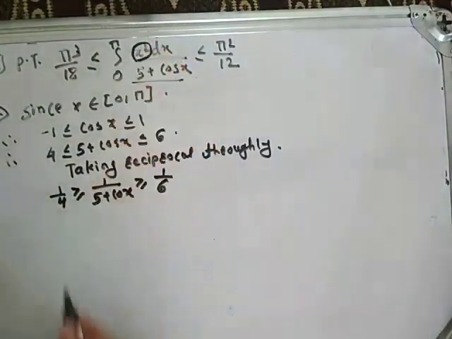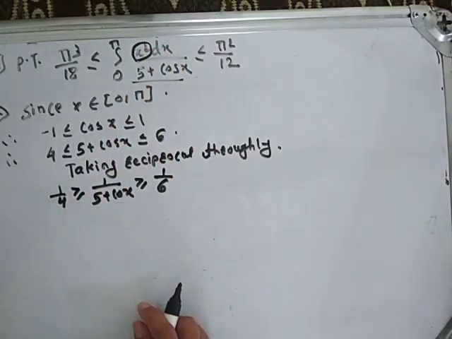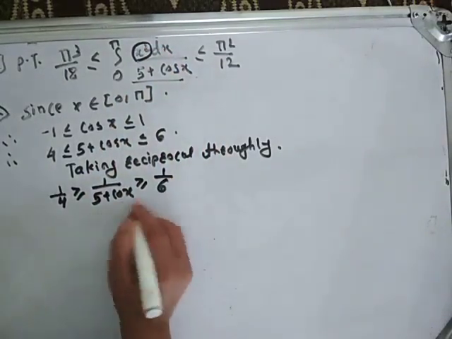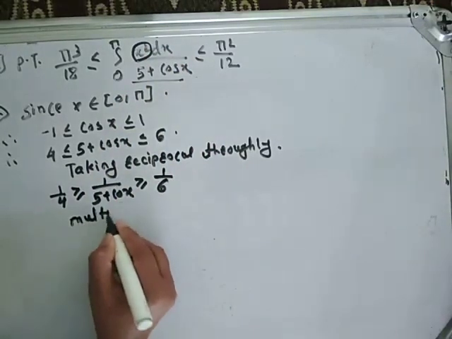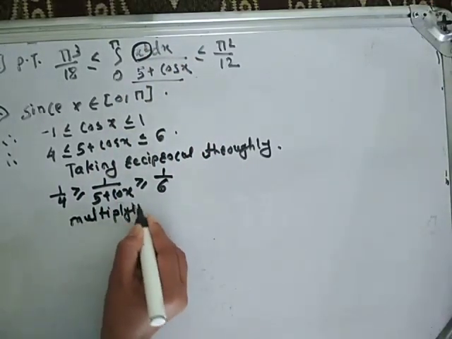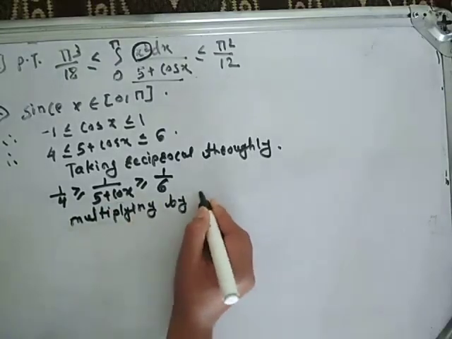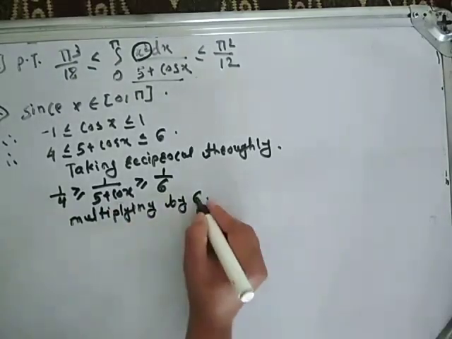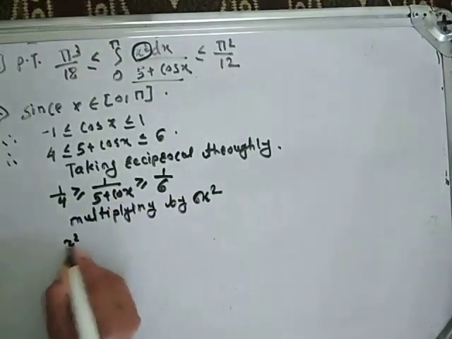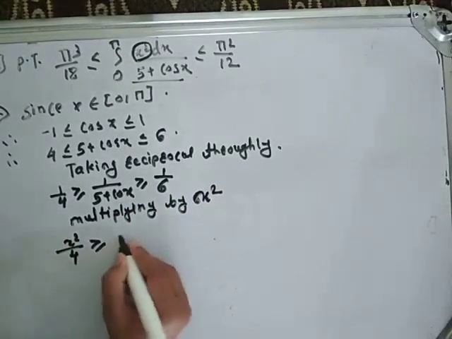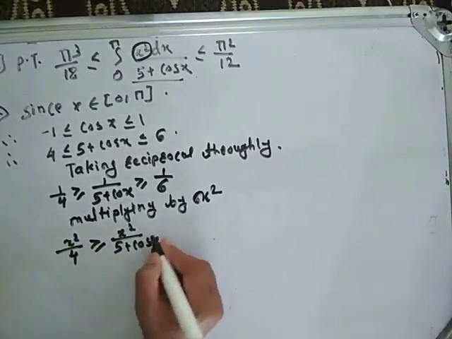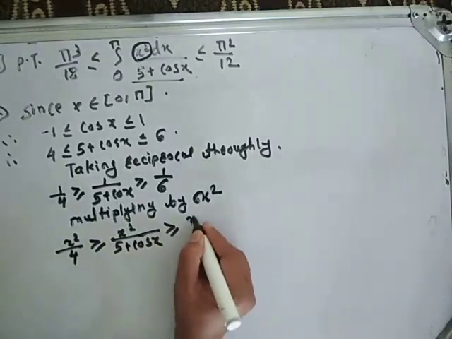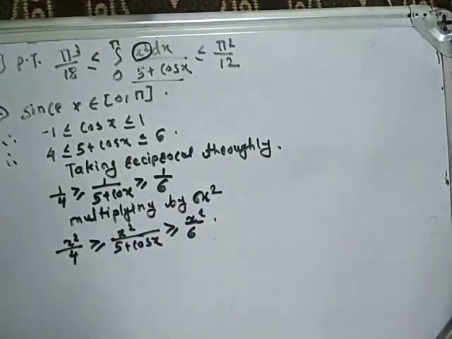Here we require x square upon this function, so we will multiply by x square. What we will get? x square upon 4 is greater than or equal to x square upon 5 plus cos x, which is greater than or equal to x square upon 6.